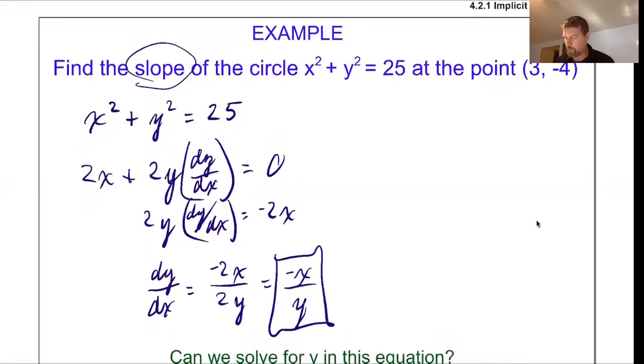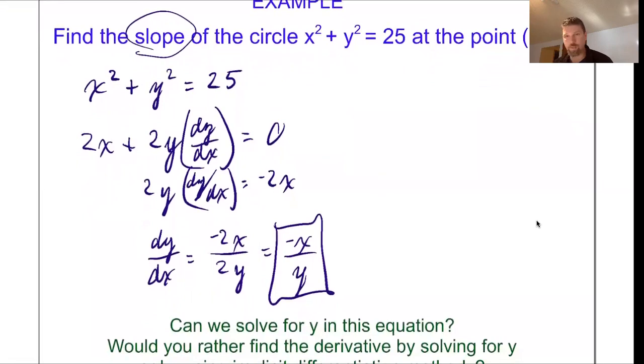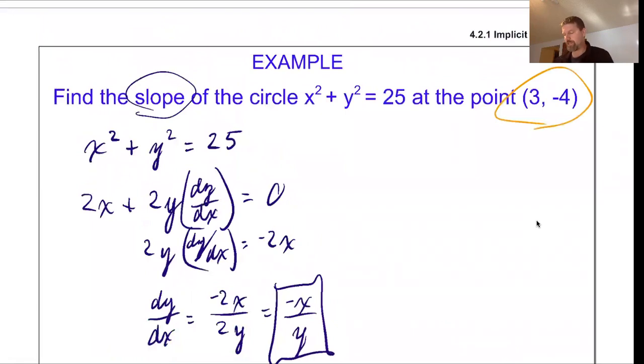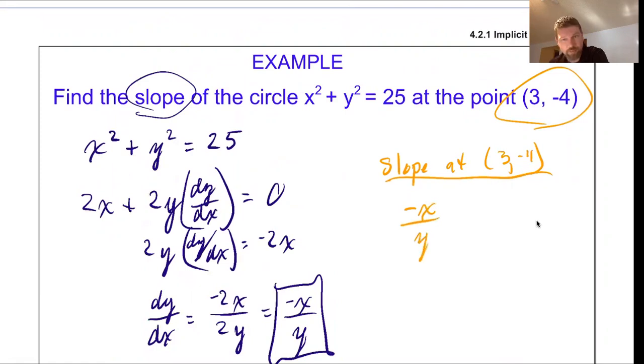This equation wants to find the slope of the circle at the point (3, -4). So plug a 3 and a -4 in. Slope at the point (3, -4) would be equal to negative x over y, because that's the derivative. That gives me my slope. In this particular case, a negative 3 over a negative 4, which is 3/4. That's all there is to it.